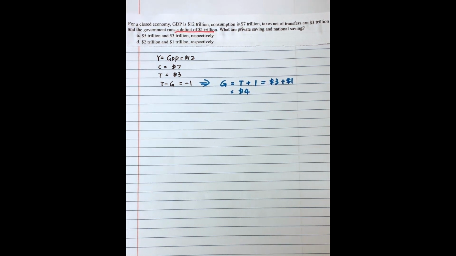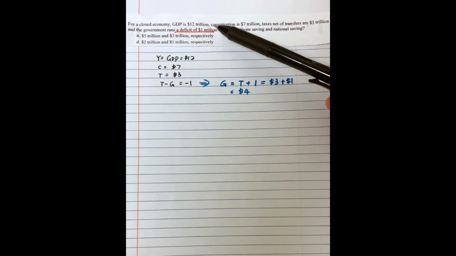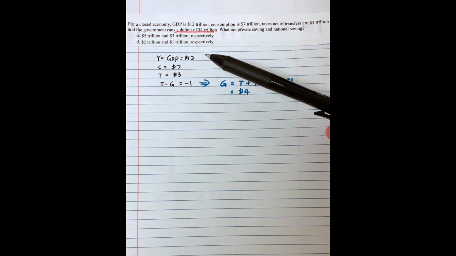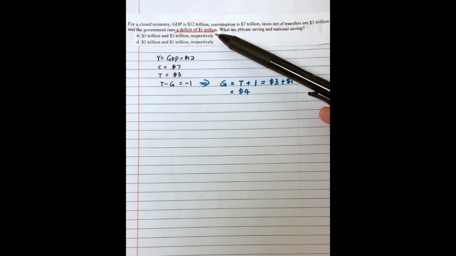Well, let's look at two practice questions on saving and investment. So let's look at the first question. For a closed economy, we have GDP equal to 12 trillion. Consumption is 7 trillion. Taxes are 3 trillion, right? And then we also have the government runs the budget deficit equal to 1 trillion.